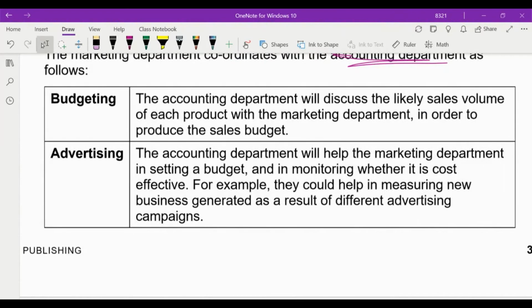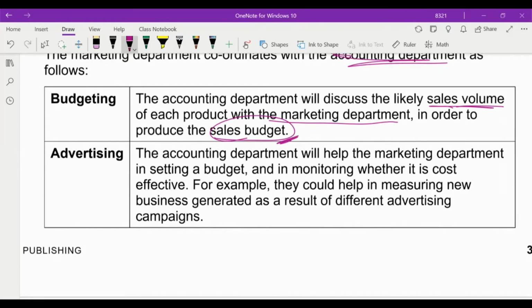First, let's take the budgeting part. So again, the marketing department also has some plans. They also wish to increase the sales. They also wish to spend something on the sales. So the marketing department will provide that part of data for preparation of the budget, which is related to the marketing department. Okay. So the accounting department will discuss likely sales volume for each product with the marketing department in order to produce a sales budget. So this is generally the starting of budgeting. First, you establish how much of sales you are going to make.